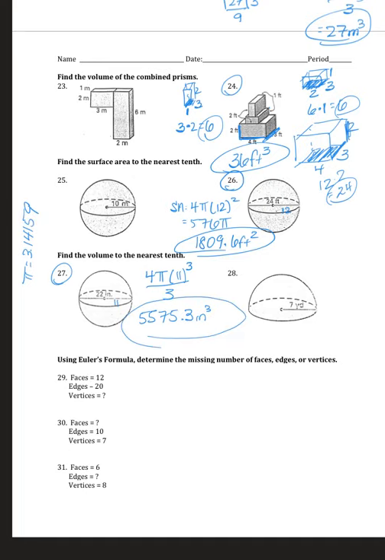For number 28, you're going to do the same thing. It's just at the end, divide by 2, because a hemisphere is half of a sphere. The last little section is going to use Euler's formula, and we are going to do number 29 together.